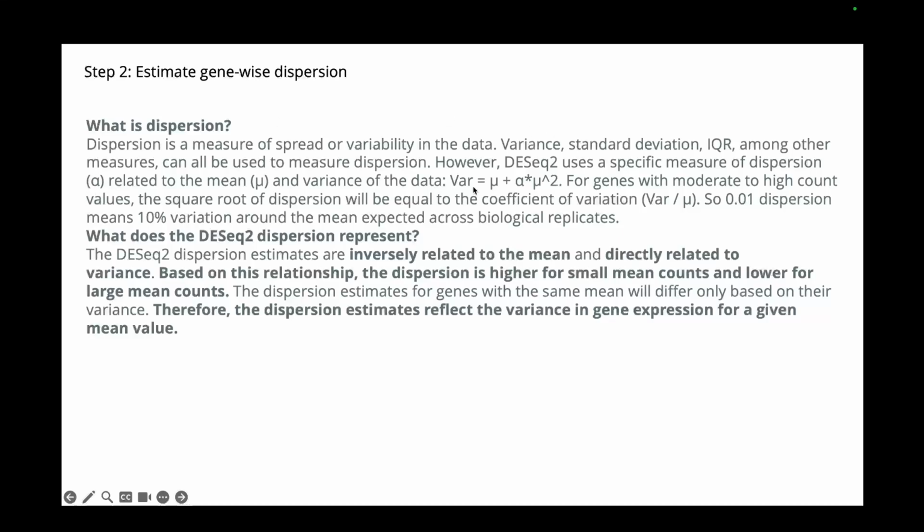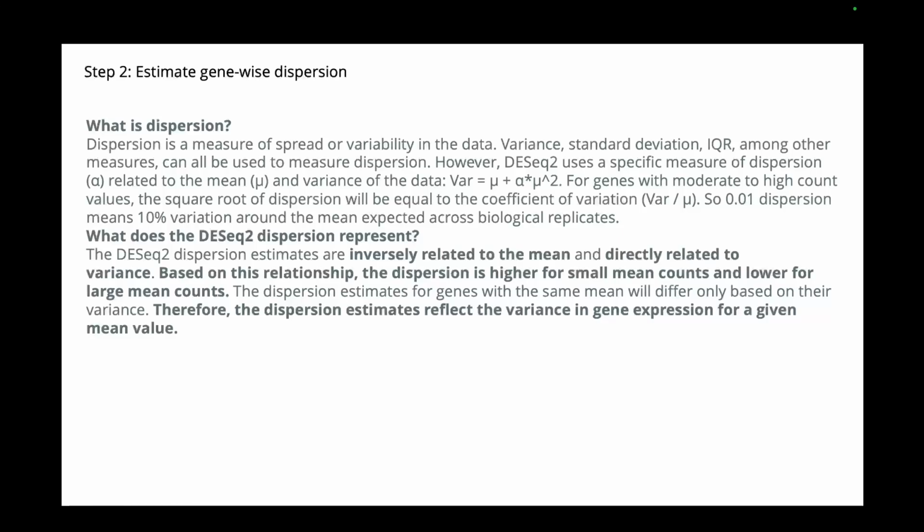Your alpha is given by the expression, where the variance is given by var and mu is the mean of the particular set of samples. For genes with moderate to high count values, the square root of dispersion will be equal to the coefficient of variation, which is var by mu. So 0.01 dispersion means 10% variation around the mean expected across biological replicates.